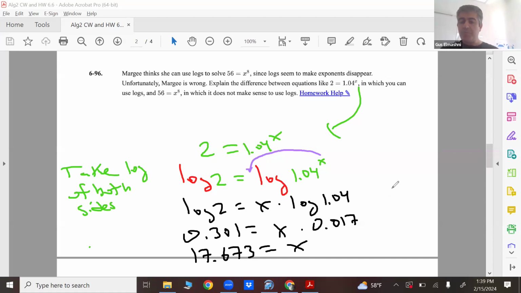So there you go. It works because if I do 1.04, you do get 2. So it works. So that's how you use the properties to help you solve equations. We're going to be doing a lot of this down the road, especially when we're back from ski week.